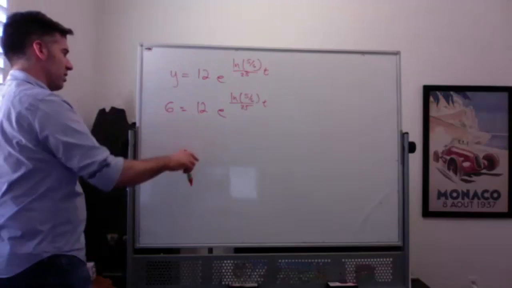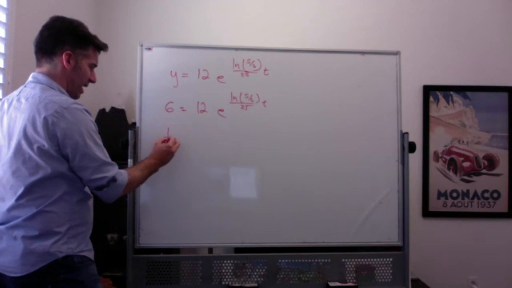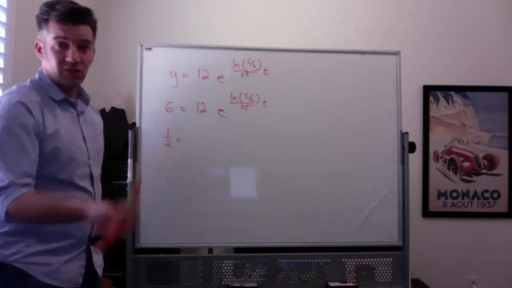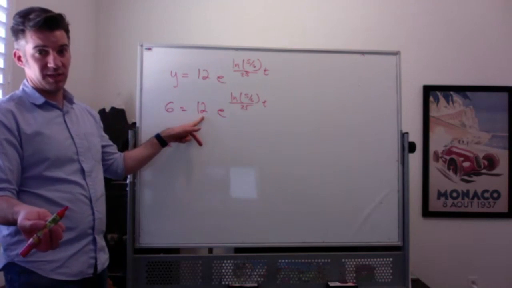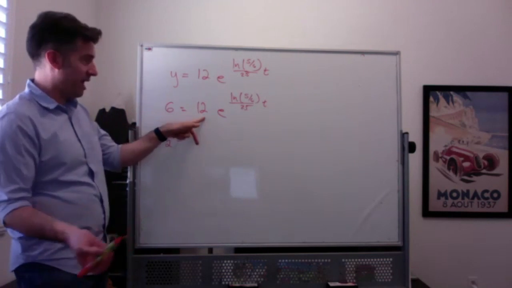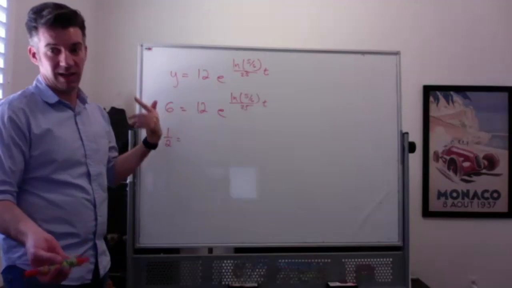So divide both sides by 12. 6 divided by 12 is 1/2. That shouldn't be surprising. If we're trying to find the half-life, whenever we divide by this coefficient, we're always going to get 1/2. This is half of that, and this divided by that is 1/2.